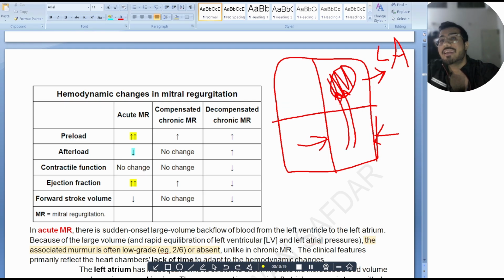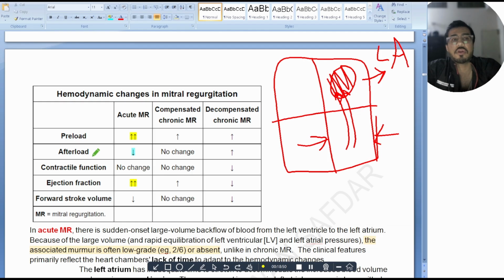So the preload, that is the blood in the left atrium, is gonna be increased in both acute and chronic mitral regurg. It's going to be more in acute because a lot of blood would go into the left atrium, and the left atrium is not well compensated, so the blood pressure in the left atrium is going to be greater in acute, and a little bit less in chronic, but nonetheless preload is going to increase in both of these cases. Decompensated chronic mitral regurg, obviously it's regurging to the left atrium, so preload is also going to be increased in that. What about the afterload?